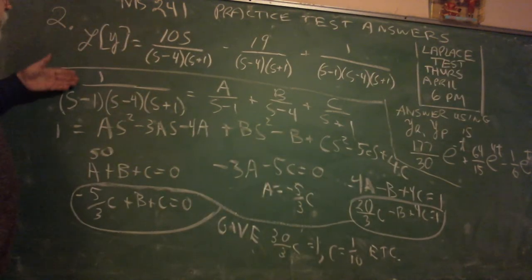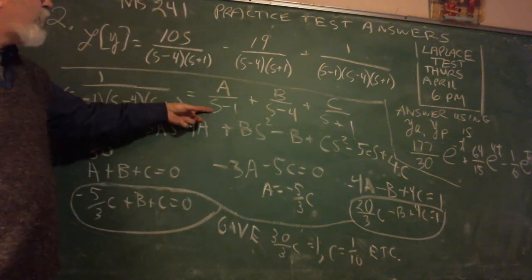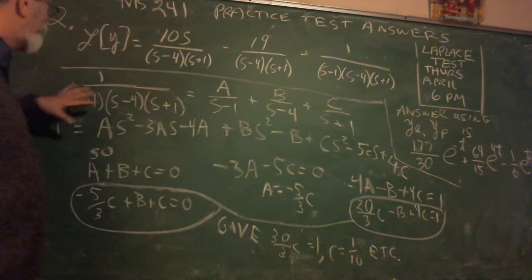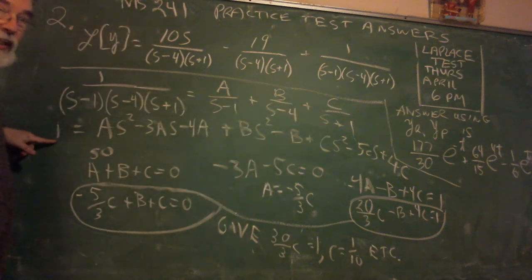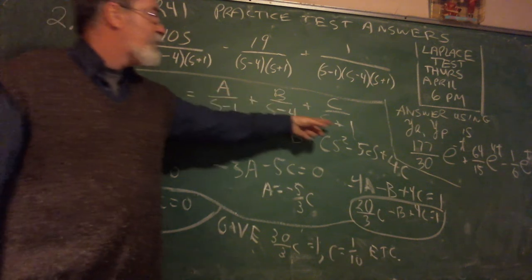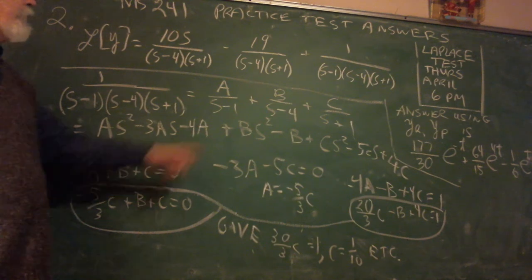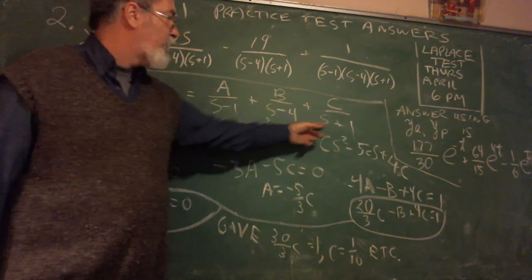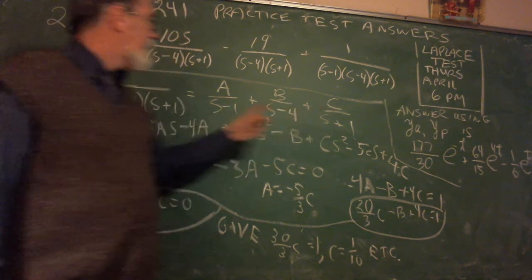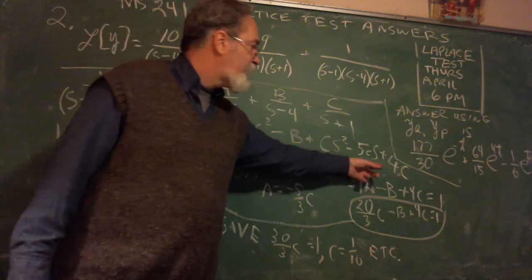So here's what the first thing looks like. I'm only working on this piece, just this one piece, but I'm going to get 3 terms: a over s minus 1 plus b over s minus 4 plus c over s plus 1. Multiply through by the denominator, so this denominator cancels and I get a 1. See it? Okay, good. And then on this side, you're going to have a times s minus 4 times s plus 1. So that's as squared minus 3a s minus 4a. Then I'm going to have b times s minus 1 times s plus 1. So that's s squared minus 1, so bs squared minus b. Then I have c times s minus 1 times s minus 4. So that's this piece here, c s squared minus 5cs plus 4c.